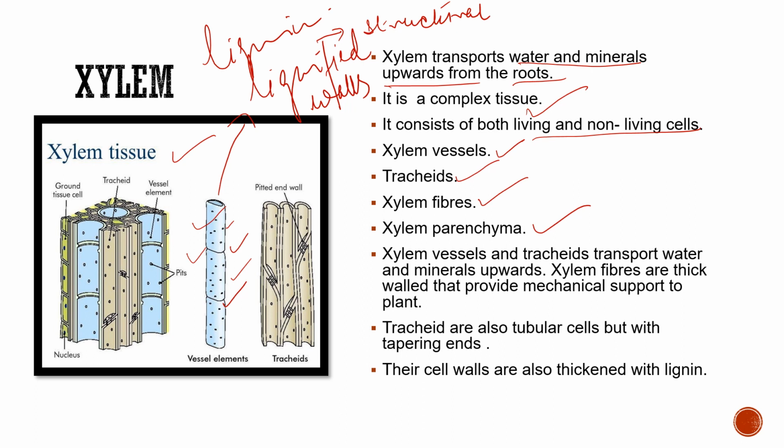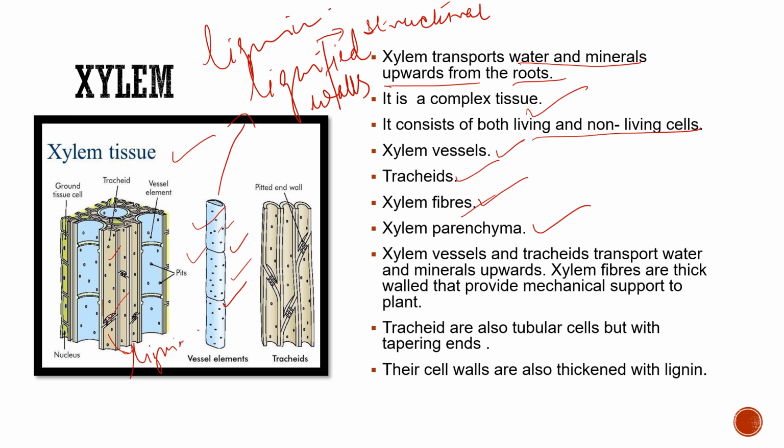Now what are tracheids? If you come here, you can see they are also tubular cells, but they have tapering ends, and the cell walls here are also thickened with lignin. So in xylem vessels the cell walls are made up of lignin, and in tracheids also the cell walls are made up of lignin. This lignin provides structural support in both xylem vessels and tracheids. Now what are xylem fibers doing? Xylem fibers are also thick-walled cells that provide mechanical support to the plant.